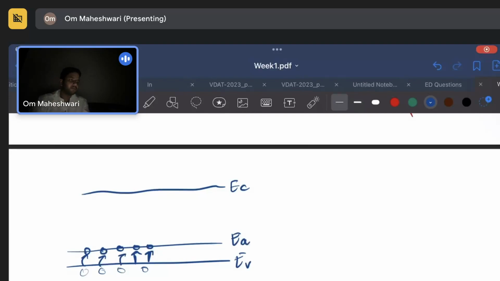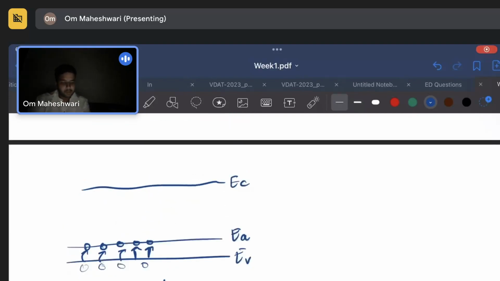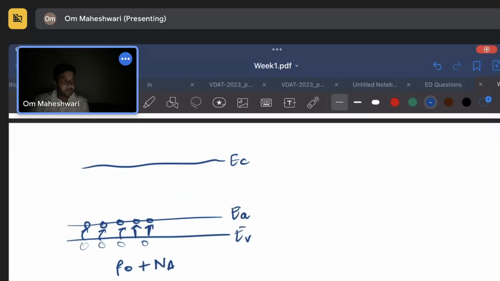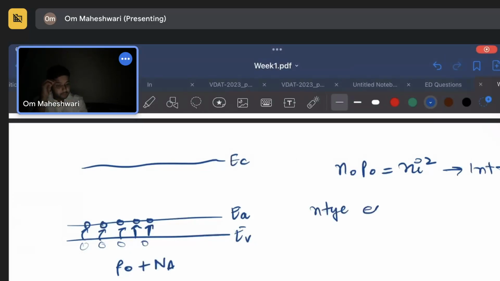Okay, so this is simplistic. Earlier we had the relation N0 P0 equals Ni square. This still holds; it was for intrinsic. For, let's say, N type extrinsic, the relation would become (N0 plus Nd) into P0 equals Ni square.